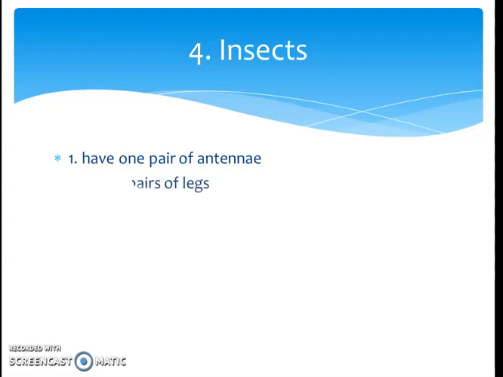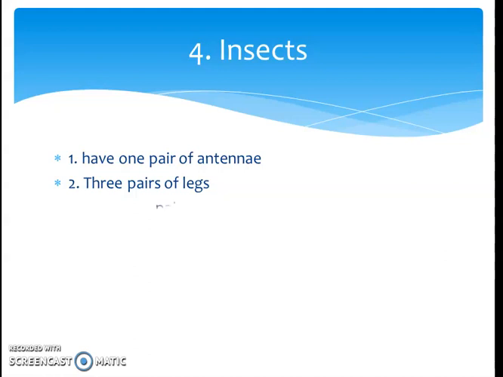And the last group, insects. We know that from your basic grades you are learning about insects. Actually, they have one pair of antennae. I mean, they have a total of 2 antennae to detect the surroundings. They have 3 pairs of legs. 3 pairs of legs means in total they have 6 legs. So any animal having six jointed legs belonging to the class of invertebrates, we call them insects.